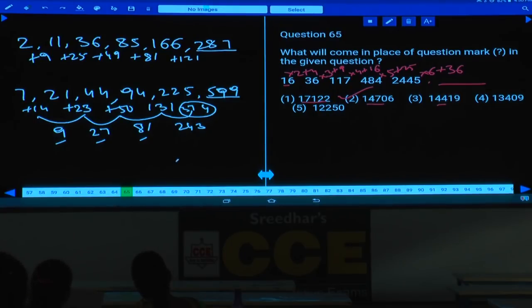Now, paper number 59. We are done from question number 60 to 100. Any doubts in those questions 60 to 100?